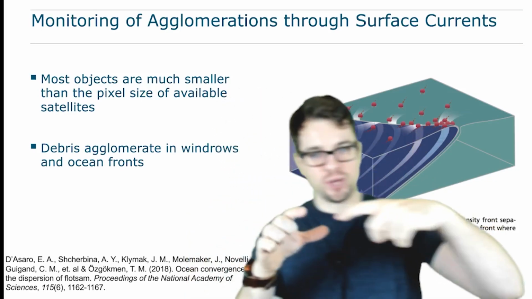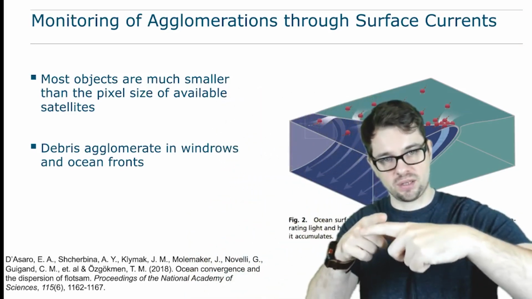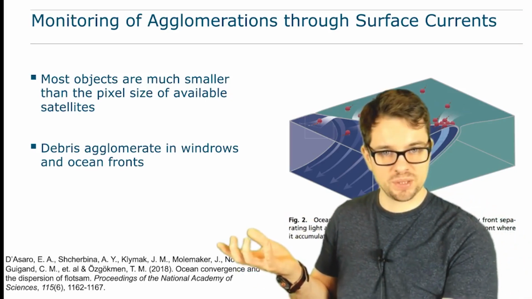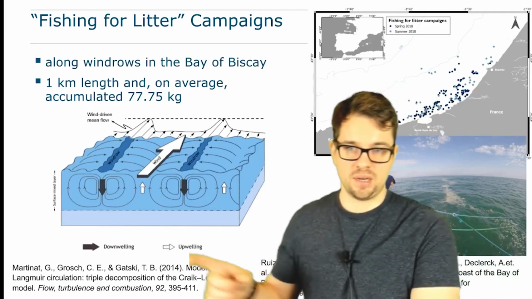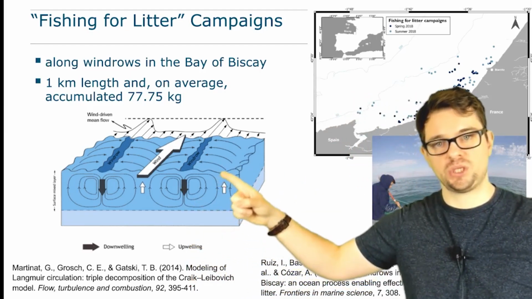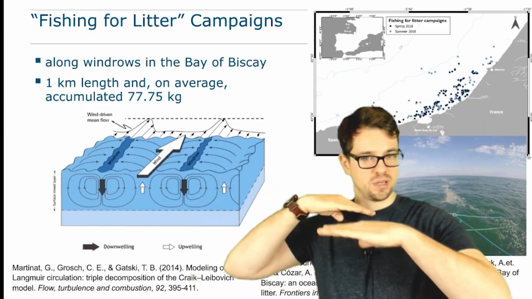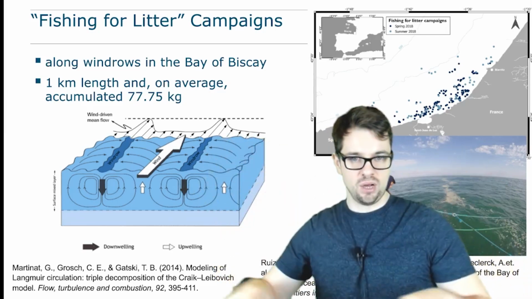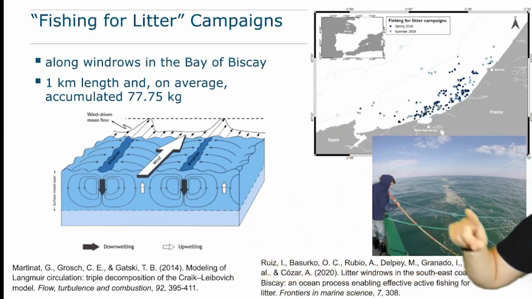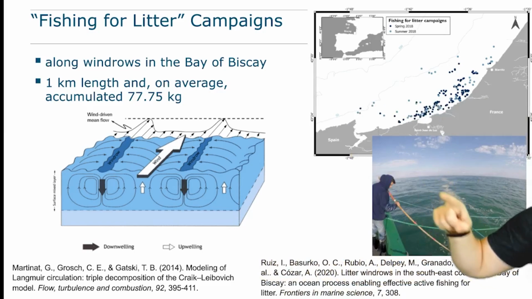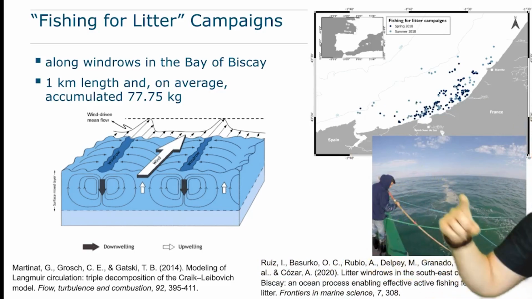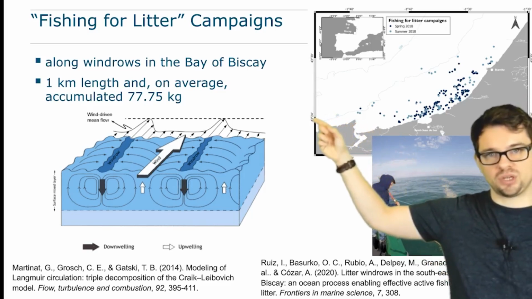And then these agglomerations are large enough to fill a substantial part of a pixel, so it's still detectable with a remote sensing sensor. Here, for instance, there's a specific type of agglomeration caused by windrows, where wind flows over the sea surface at a constant rate that causes these rotating barrel movements. And they cause these types of windrows that you can see on the surface. If you then systematically fish along these windrows, you can collect quite a substantial amount of plastic.